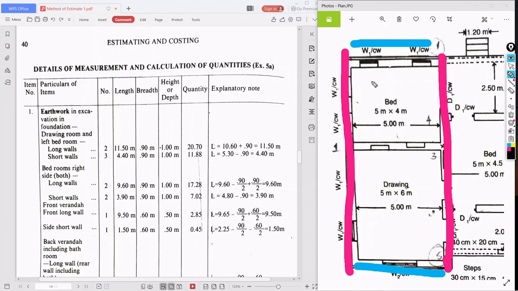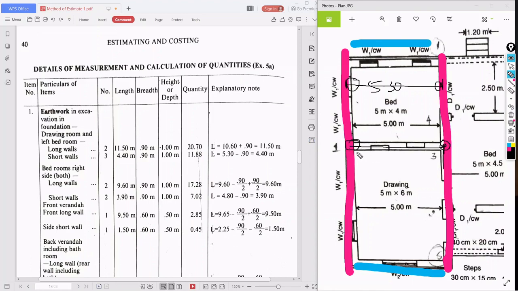For this bed tip we got 5.30. This 5.30 is from where? From this center to this center, 5.30. But this part is already excavated. This little part at the junction is already excavated. See here, see here, see here. Okay, this part is already excavated here.